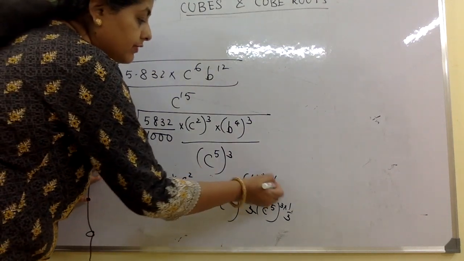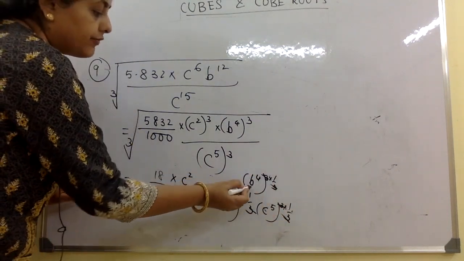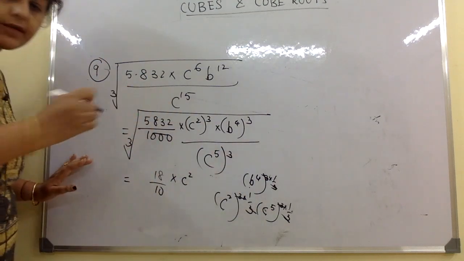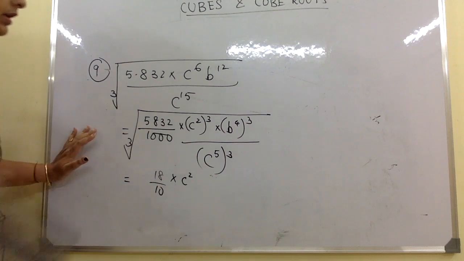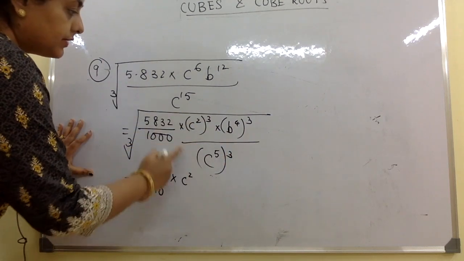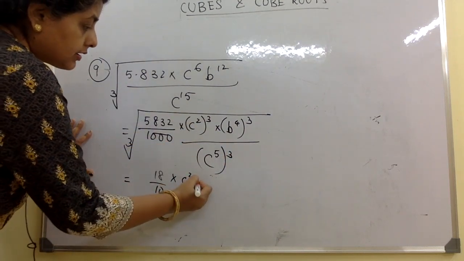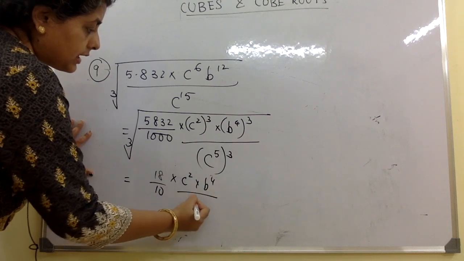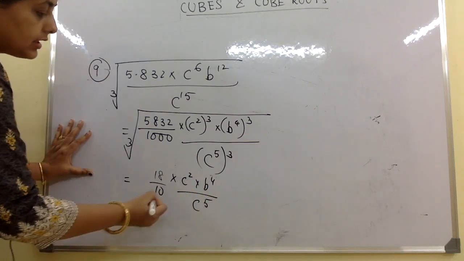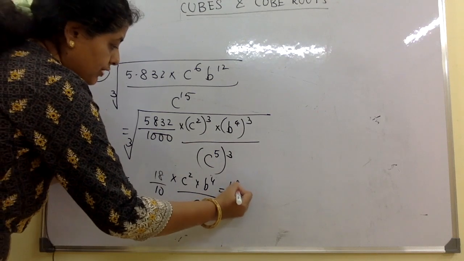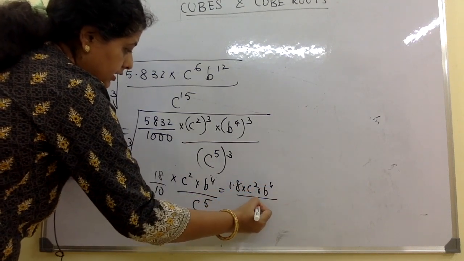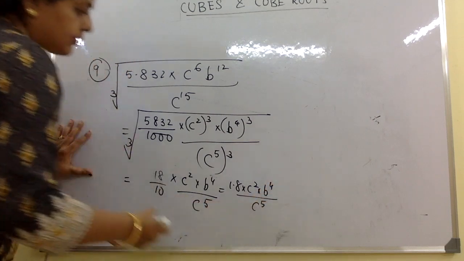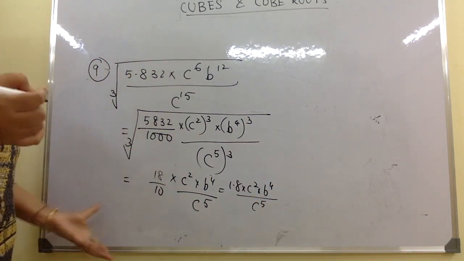So when you multiply with a 1/3, see what you are left with. You are left with b to the power 4, c square, c5, like that. So here I am left with c square, then b to the power 4 by c5. So I can write it again as 1.8 into c square into b to the power 4 into c to the power 5. Okay, so that is my answer.